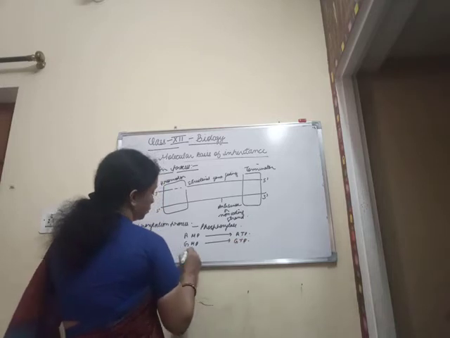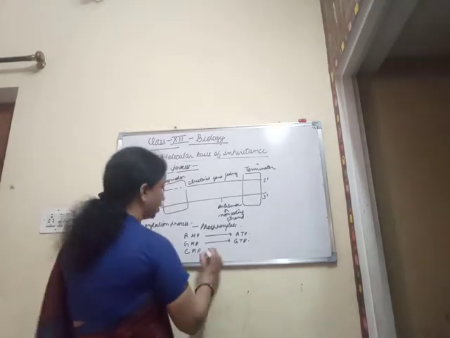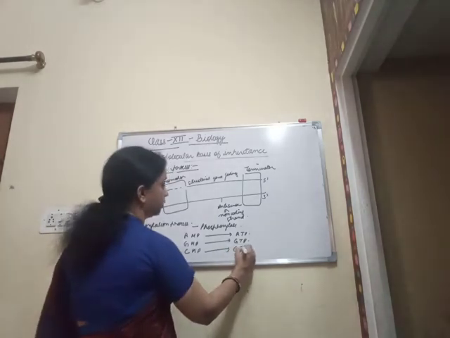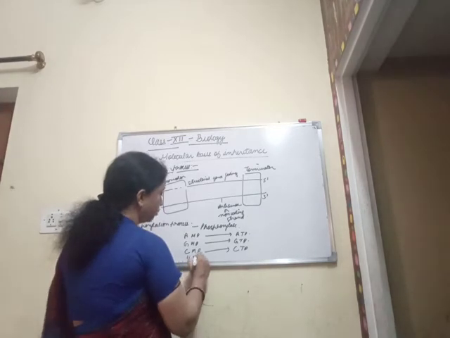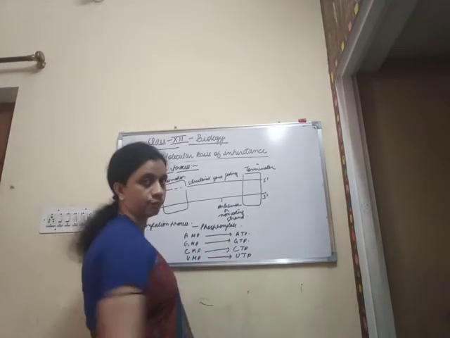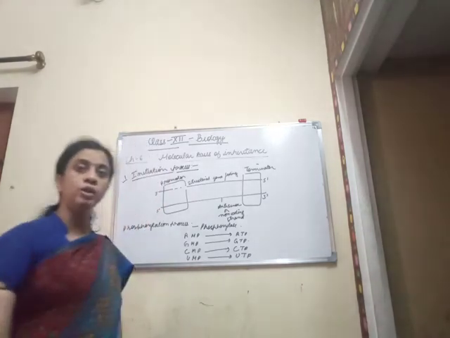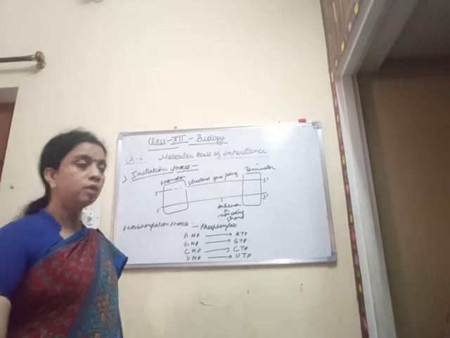Then CMP, that is cytidine monophosphate, is converted into cytidine triphosphate. And last, uridine monophosphate gets converted into uridine triphosphate. Okay, so this is achieved with an enzyme known as phosphorylase. Clear?